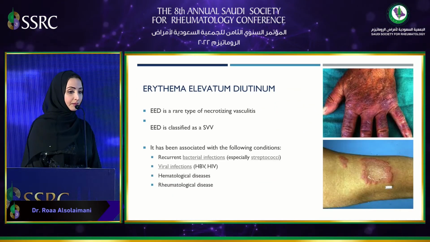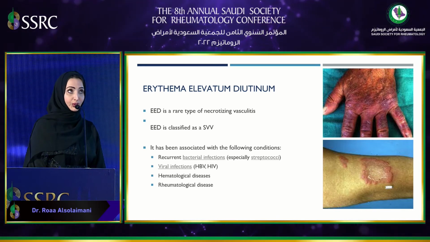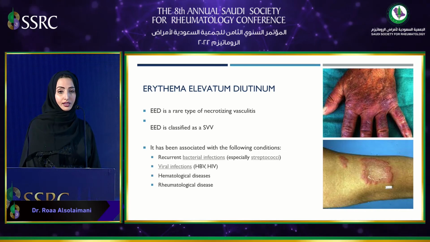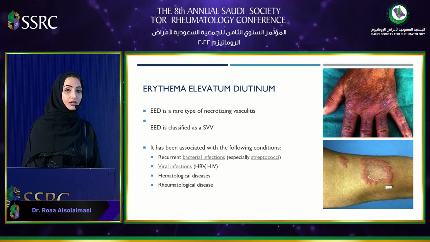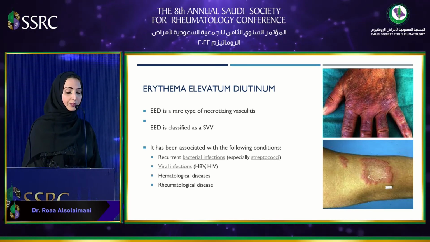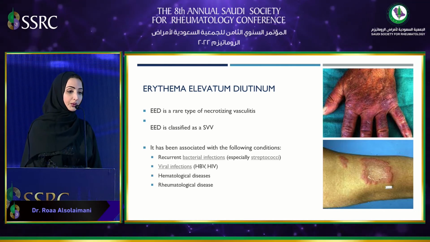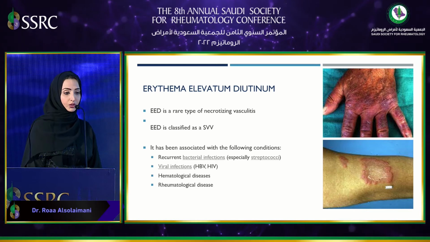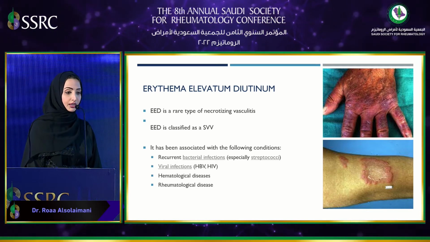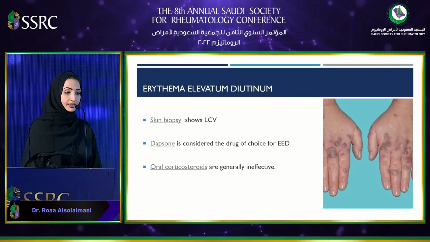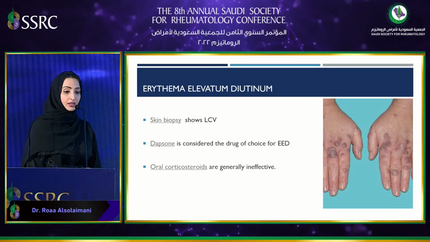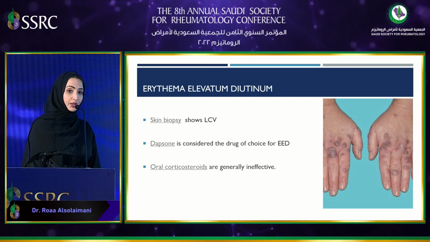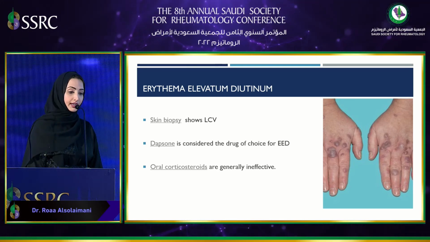So what is erythema elevatum diutinum? So this is a rare necrotizing vasculitis. It's classified as a small vessel vasculitis. Patients present with red or brown papule that develops and persists for years. It has been associated with some recurrent infections and also with rheumatologic disease. On skin biopsy, it does show leukocytoclastic vasculitis. It does not really respond to prednisone, and it's treated with dapsone.